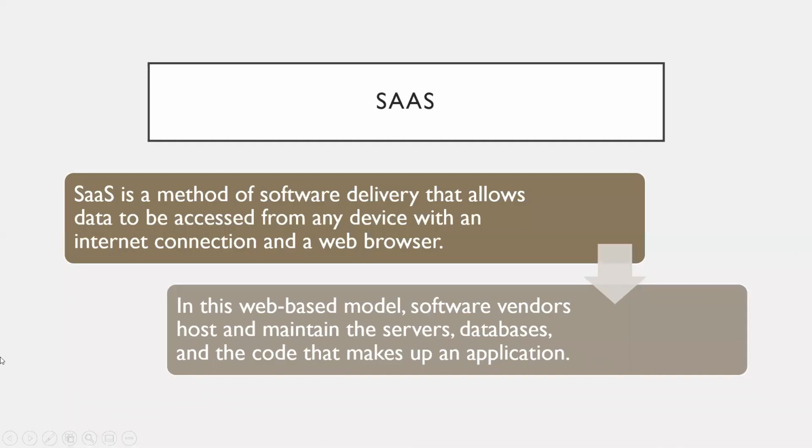So let's define SaaS. SaaS, software as a service, is a method of software delivery that allows data to be accessed from any device with an internet connection or a web browser. In this web-based model, software vendors and hosts maintain the servers, databases, and the code that makes up an application.